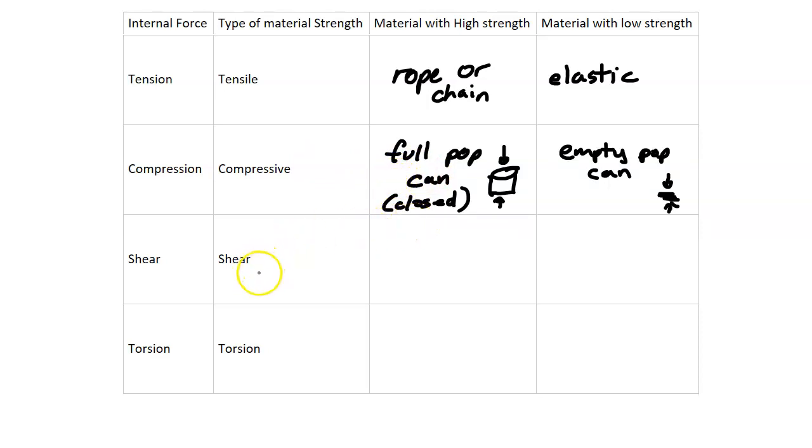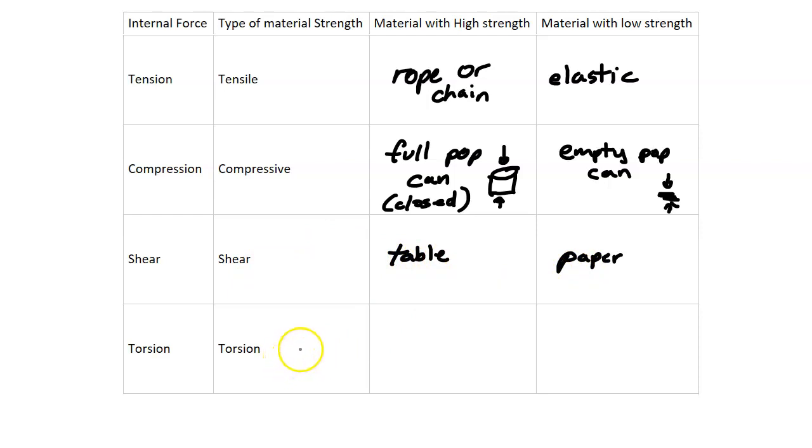Shear forces, things that we have a tough time ripping. This might be something, let's say, like a table, right? We have a tough time trying to rip a table apart. However, a piece of paper might be very easy. So paper will have a low shear strength, where a table will have a high shear strength.